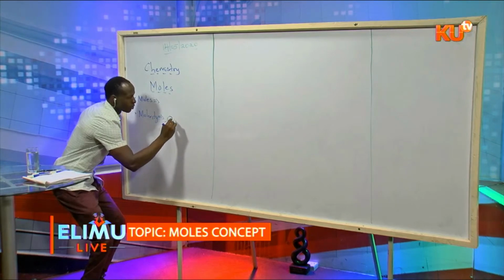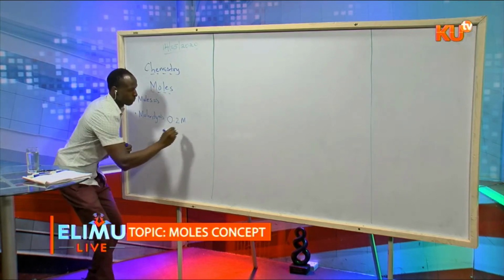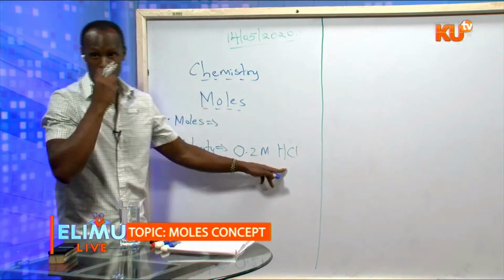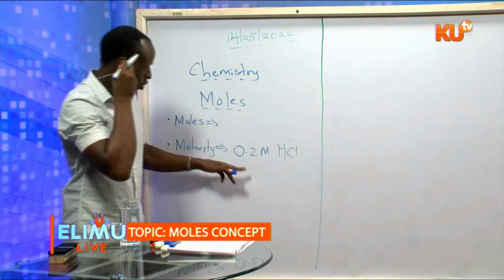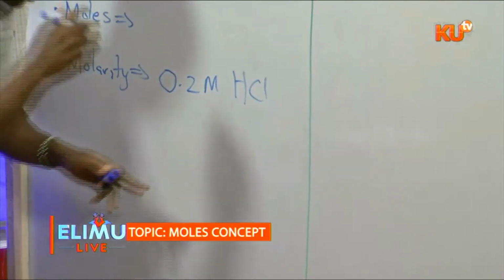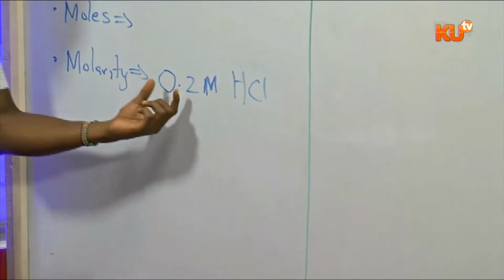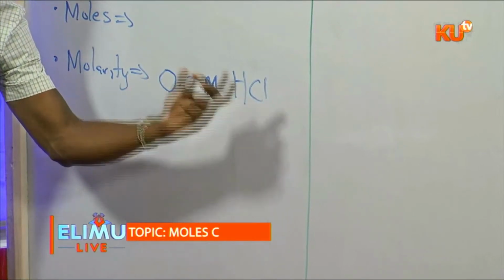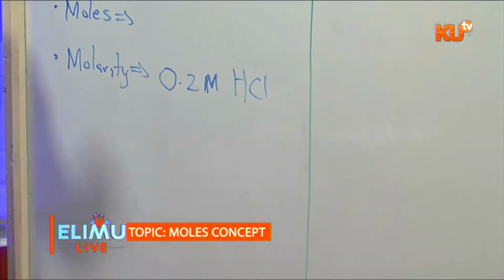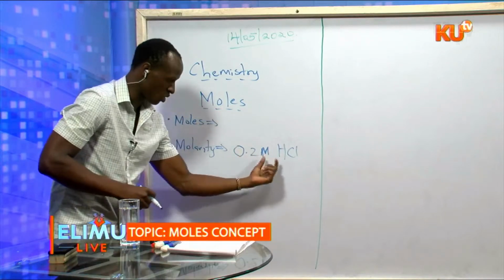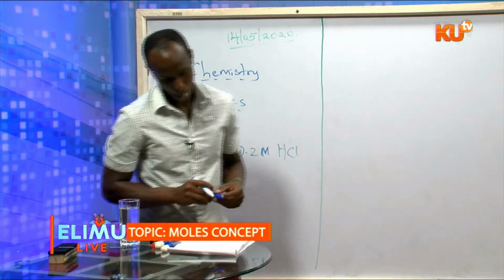So you can say 0.2 M HCl. HCl is the chemical symbol of hydrochloric acid. So when you see 0.2 capital M, that's now the unit for molarity. What it means is HCl has 0.2 moles in 1 liter.